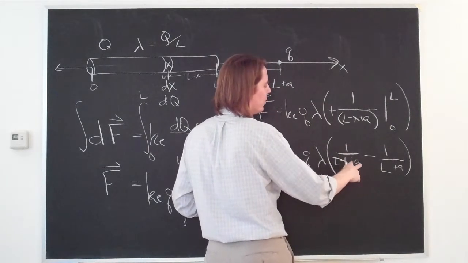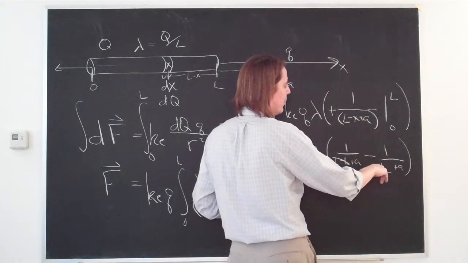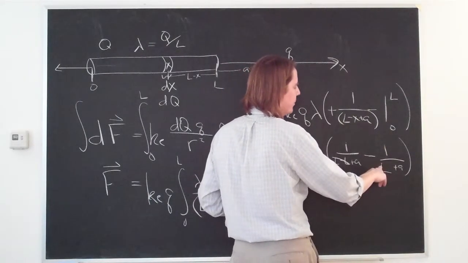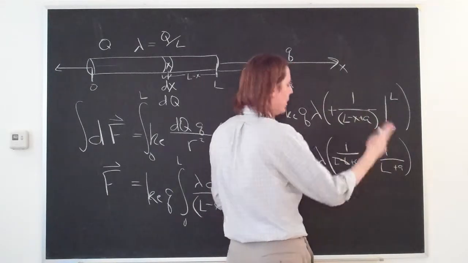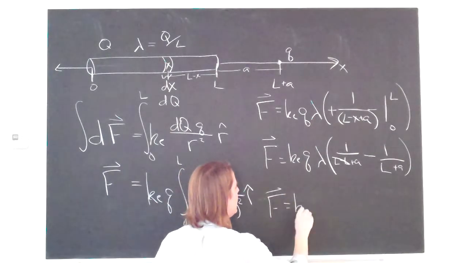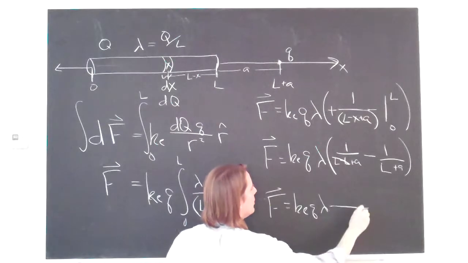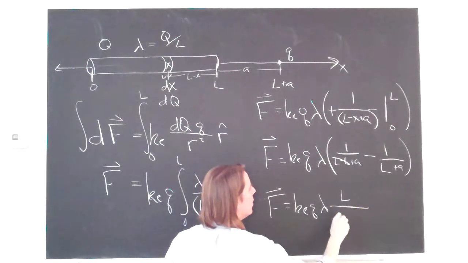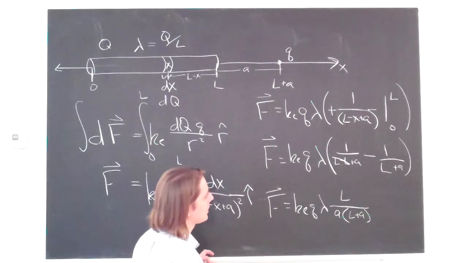We multiply it by 1, L plus A over L plus A. And this one, to get the common denominator, we multiply it by A over A. So in the end we have L plus A minus A, which is just L. So this thing then finally is equal to keq lambda times L over A times L plus A.